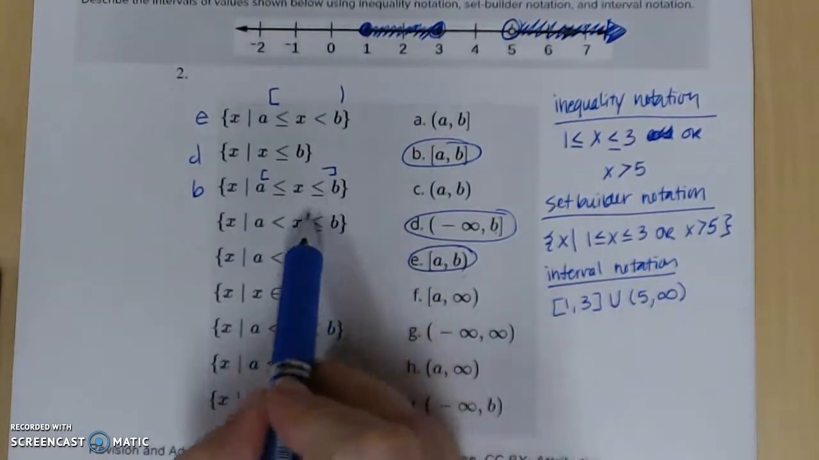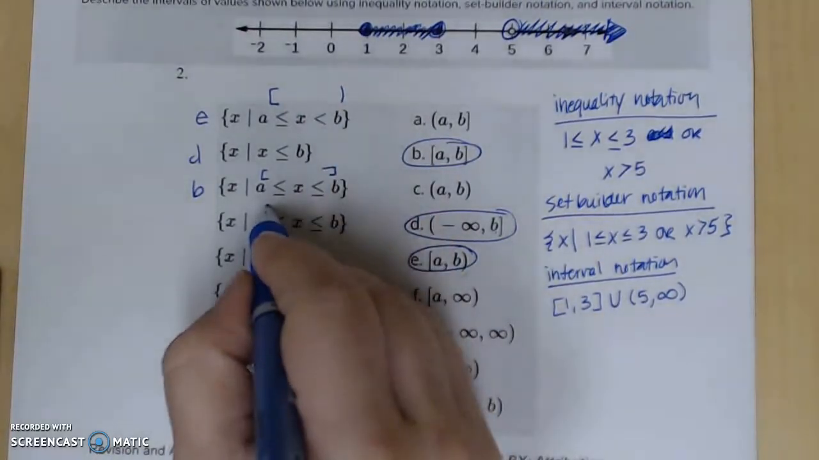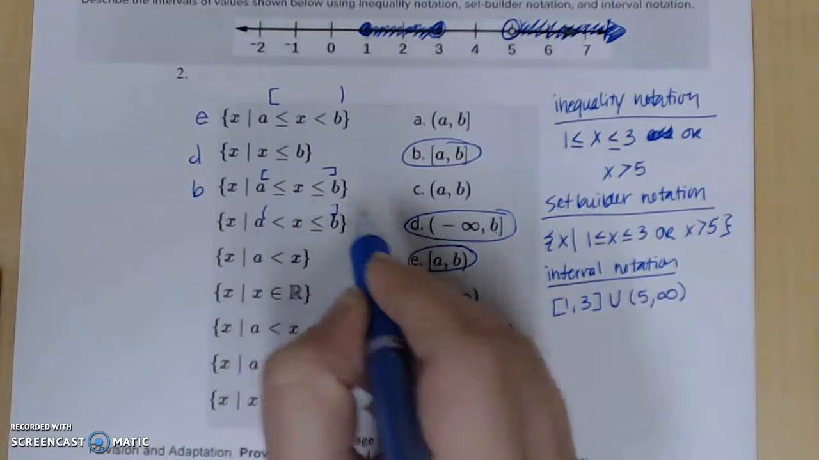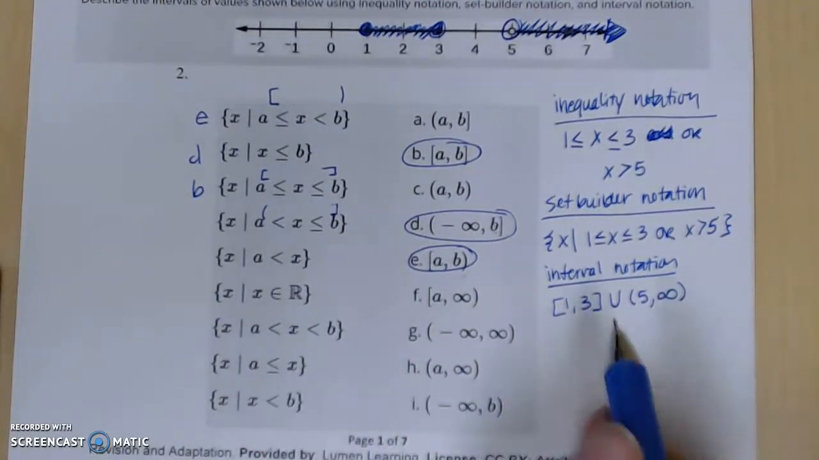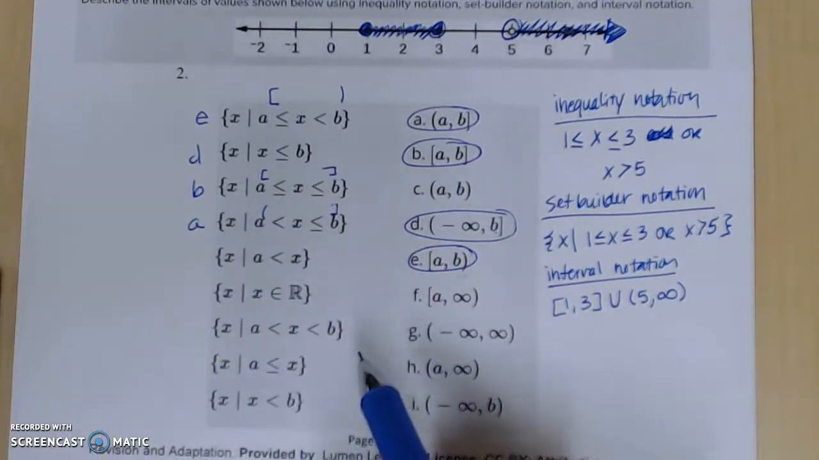The next one is similar, but notice the difference. This has an equal to, this one does not. So it means I'm going to have a parentheses on the A and a bracket on the B. So I come over here and I can see that A is the correct answer choice.